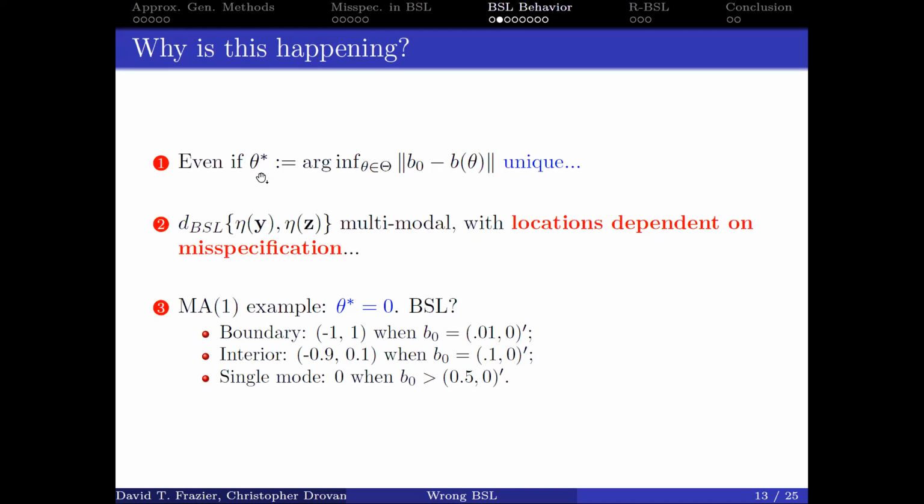What you can show here is if I'm doing ABC, for instance, this theta star is unique and it's 0 for all values of B naught. But in the case of BSL, if I have very high misspecification, you can show that that posterior converges onto a boundary. If it's not as bad, it converges onto a multimodal guy in the interior of the space. And if there's a single mode, which happens actually if B naught is larger than about 0.5, you converge to the same point as ABC, i.e. you collapse onto 0, which again is the value that minimizes the limit difference between the observed and simulated summaries.